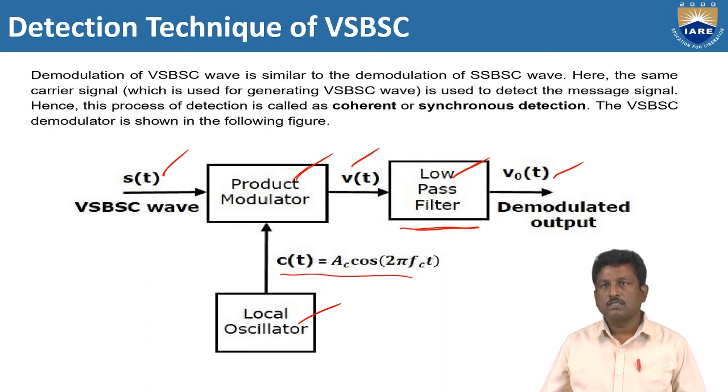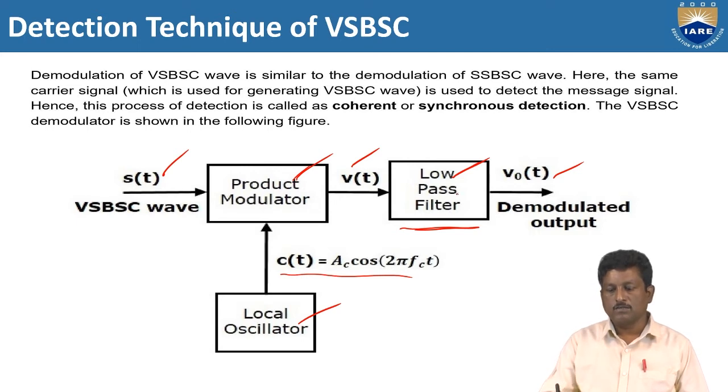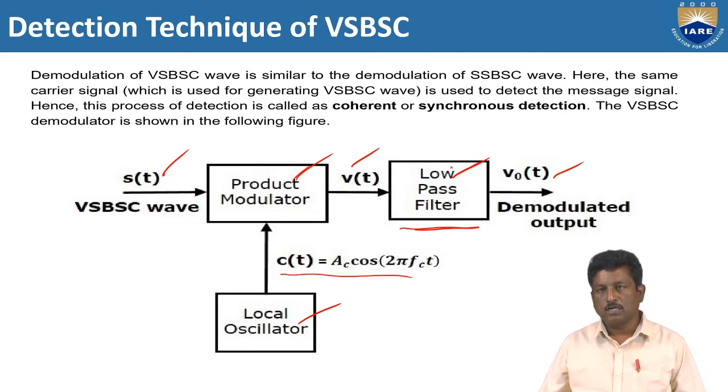Overall, there are three components: product modulator, local oscillator, and low pass filter. By the product modulator, we take the product of S of t and C of t. The output of the product modulator gives V of t, which is a combination of the two sidebands, upper sideband as well as lower sideband. Our aim is to retrieve the original signal from this using the low pass filter. The modulating signal, the low frequency components, can be allowed by the low pass filter.